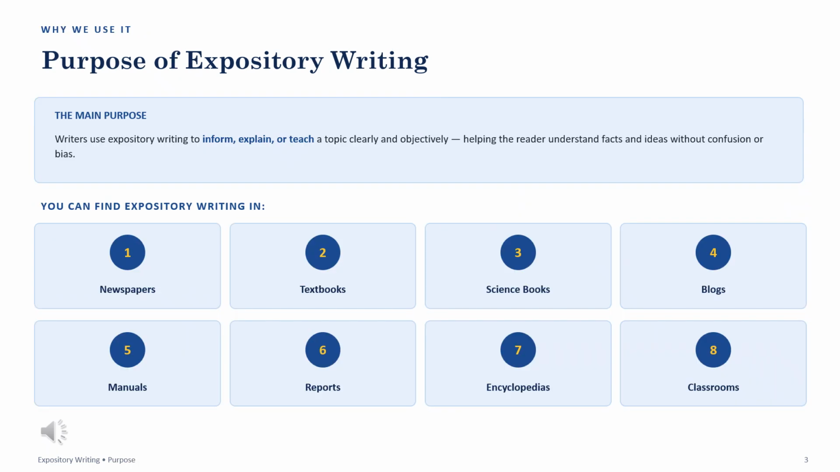Now let's talk about the main purpose of this writing style. Writers use expository writing to inform, explain, or teach a topic clearly and objectively. The goal is to help the reader understand the facts and ideas without any confusion or bias. Where can you find expository writing? It's everywhere. You'll find it in newspapers, textbooks, science books, and blogs. You also see it in instructional manuals, official reports, encyclopedias, and of course right here in our classrooms. It is the foundation of academic communication.